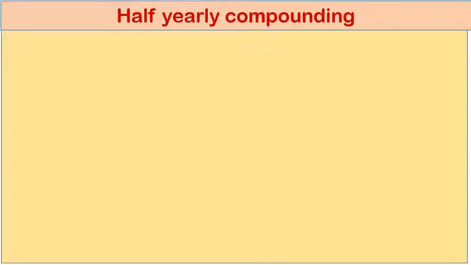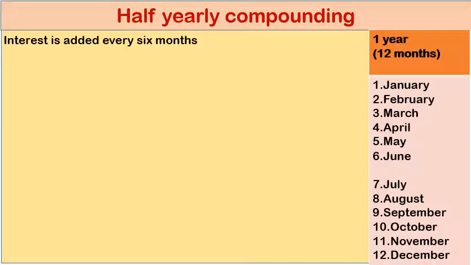Half yearly compounding means interest is added every 6 months instead of every year. You know, in a year there are 12 months, so half yearly means half of 12 months, that is 6 months. So each 6 months interest is added with the principal amount. See children, here first half means from January to June and second half means from July to December. Since interest is compounded half yearly, interest has to be added twice a year.